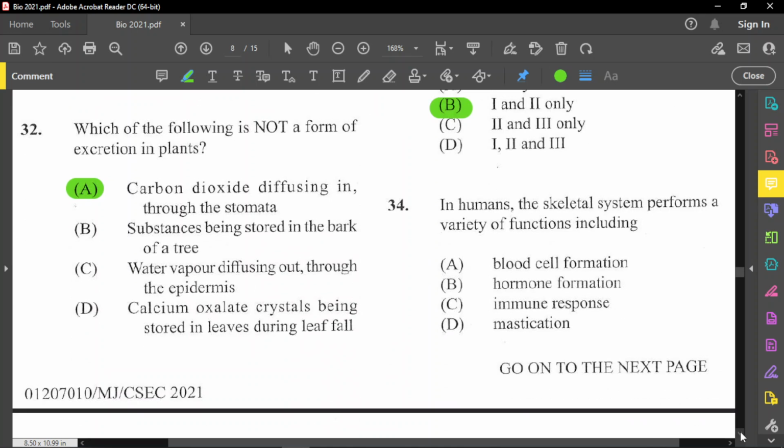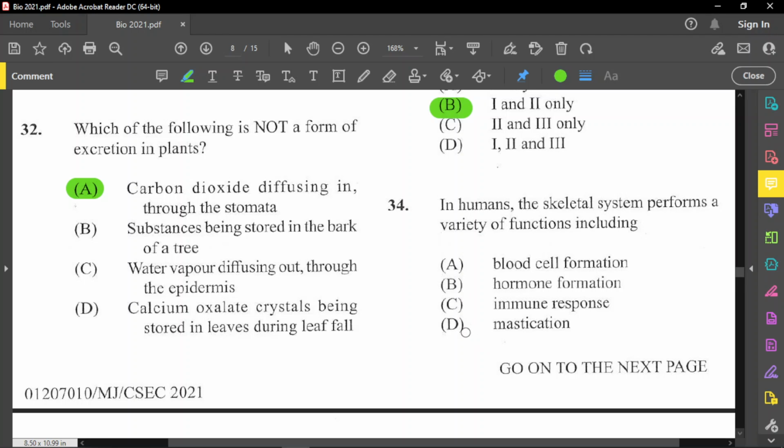And question number 34 is, in humans, the skeleton system performs a variety of functions, including what? All right, so first and foremost, yeah, blood cell formation. Blood is made in the bone marrow. So it's a function of the skeleton system. So right here, we know that A seems like the answer. Hormone formation, not true. Immune response, not true.